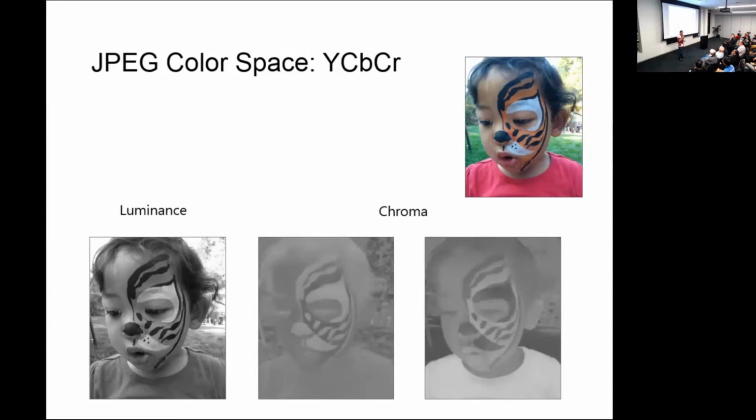The idea is very simple. Our eyes are very sensitive to intensity. That's the information that needs to be preserved the most. If you look at the other 2 channels, you can hardly see the face and the structure of the image. But if you just focus on this one, it's clear. This is the image of my daughter being face painted.